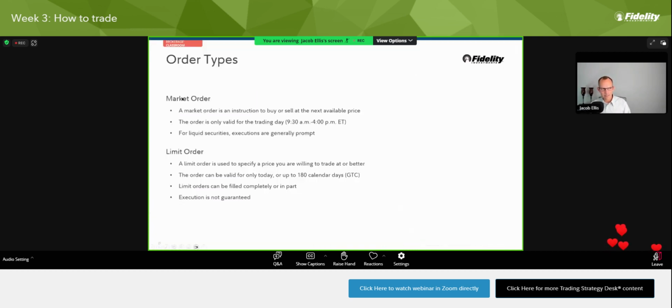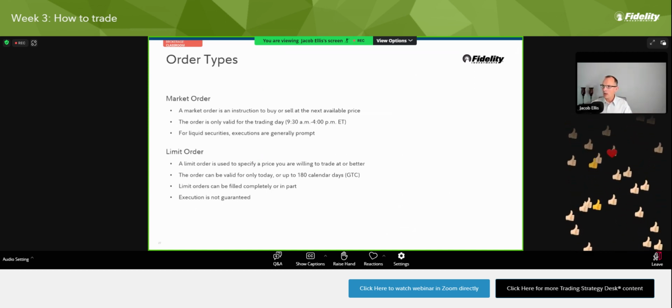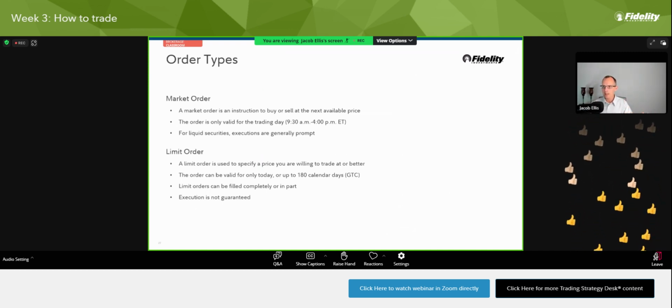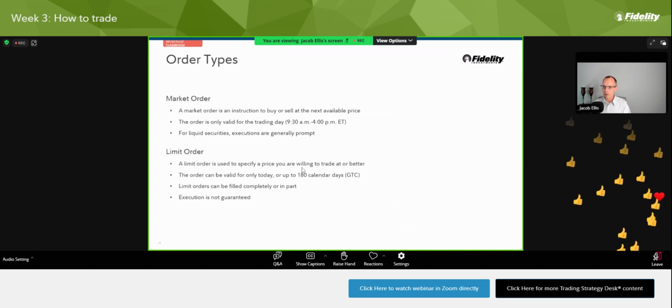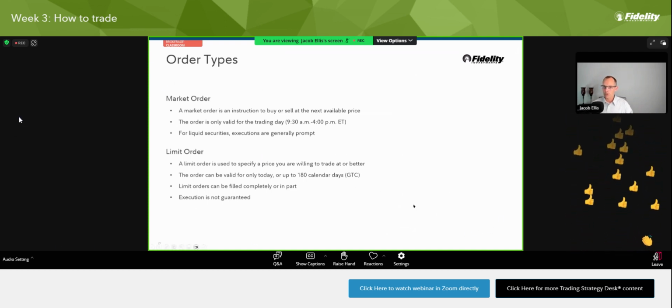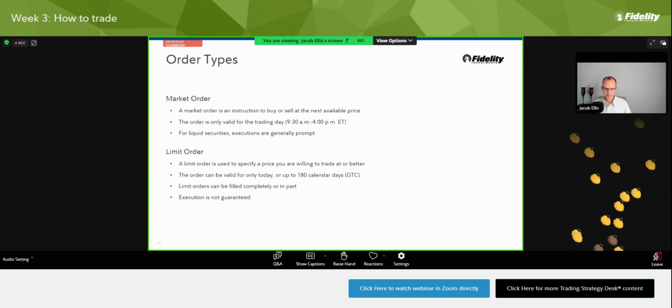What's happening here with a market and a limit? The key is market, I want it now, no matter the price. Limit says, I want it now, but more important to me, I will walk away empty-handed if the price is not right. Okay? All right, Troy, any additive thoughts there, or can we move on to our next topic?